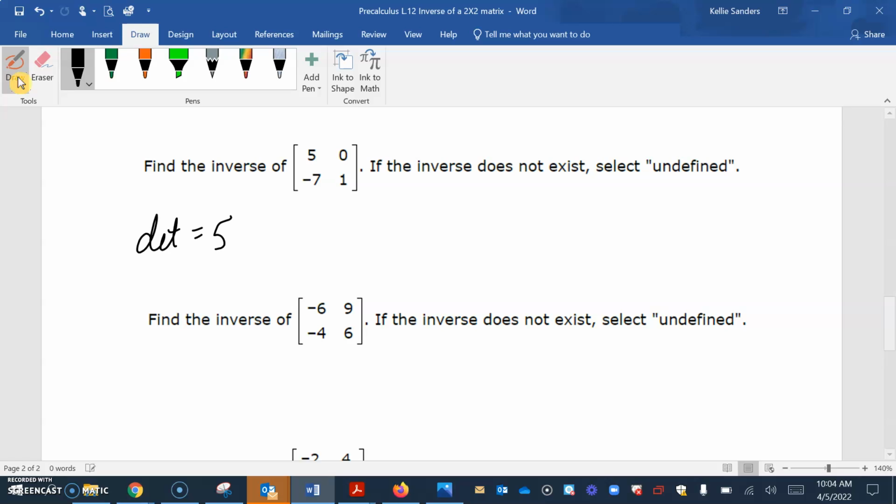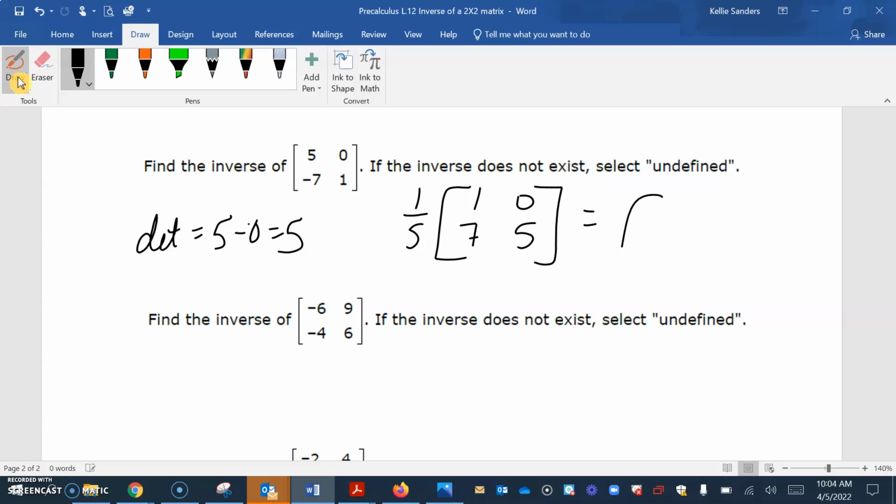The determinant 5 minus 0 is 5. So 1/5, 1 and 5, 0 and +7. 1/5 times 1 is 1/5. 1/5 times 0 is 0. 1/5 times 7 is 7/5. 1/5 times 5 is 1.